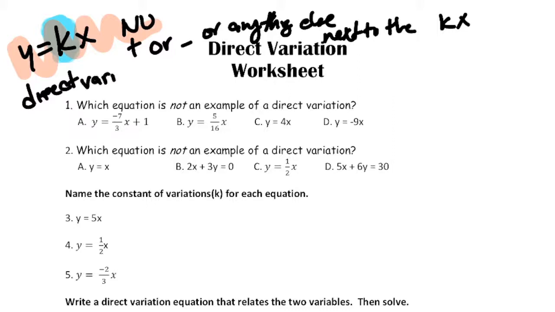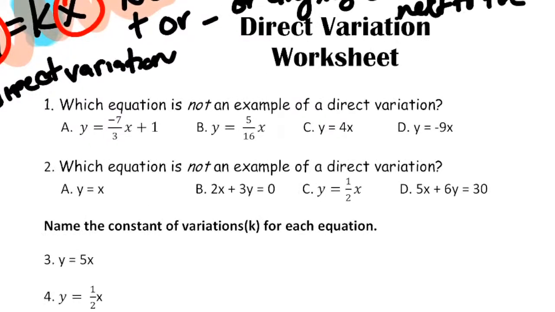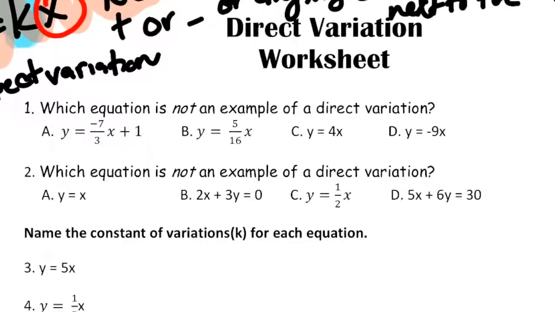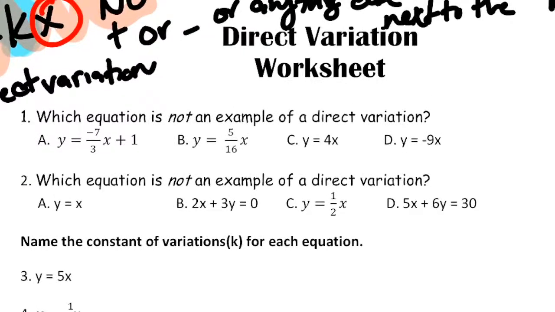And what that really means is the first letter, in this case y, is varying directly with the second letter, in this case x. And all that means is it is completely dependent on each other. When x is 0, y is 0. And it is linear because the x has no exponent on it, okay? So let's have a look at these and see which one is not a direct variation. I want you to go ahead and try and answer number 1 and 2. Pause me here and try to answer it. In a minute, I'm going to give you the answer.